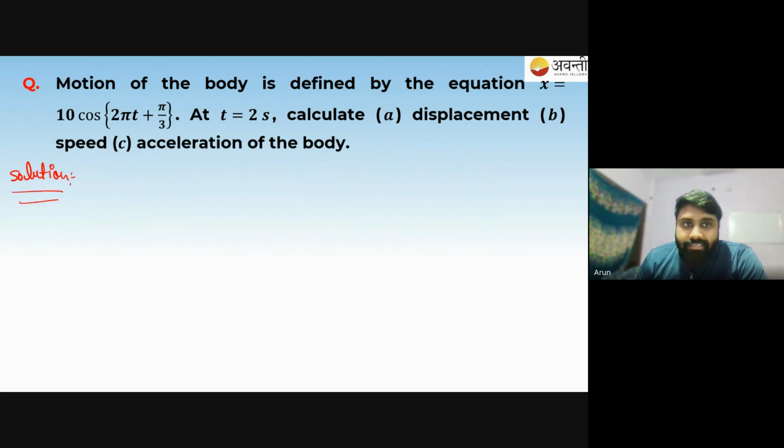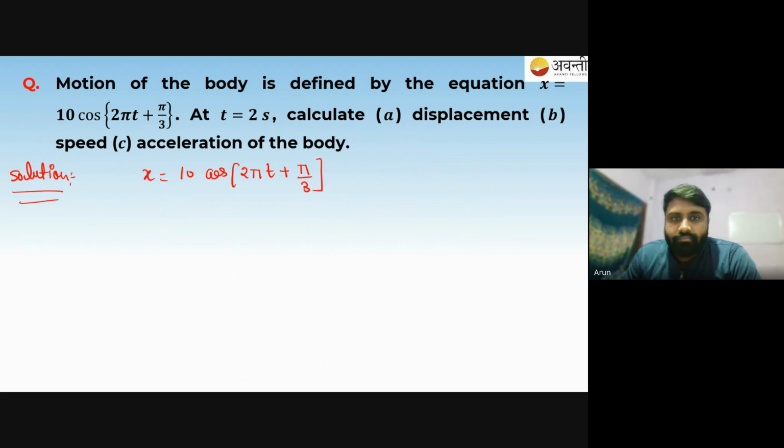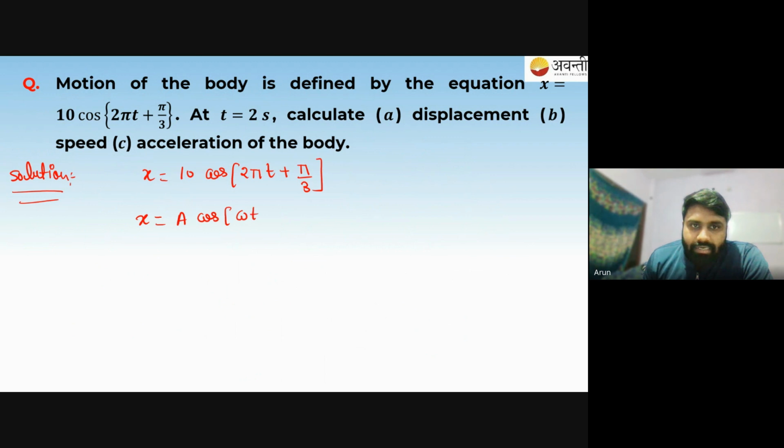Now you guys firstly tell me what is the value of amplitude in this equation. Very fast, tell me the value of amplitude and omega and phi or delta. Come on. Anyone? Any guesses? So if I write the equation here, it will be a cos(omega t plus phi). Okay.